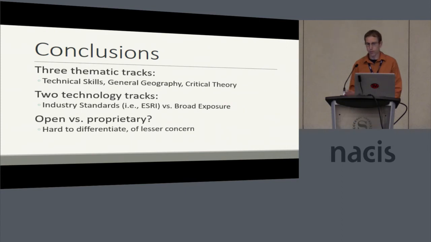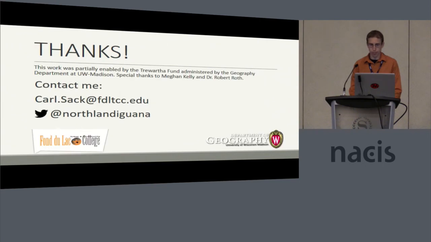And then open and proprietary. Again, hard to differentiate sometimes between those two categories, and maybe they're not the best categories to build an axis on. They weren't really of great concern. What was of more concern was, is it free, or is it covered by my site license? Is it going to get students the skills they need?